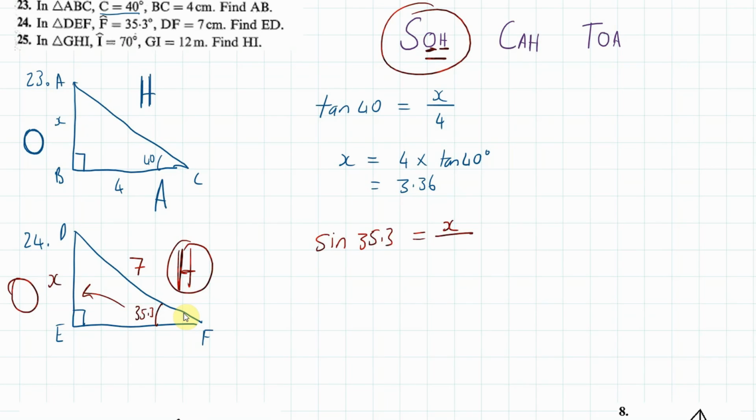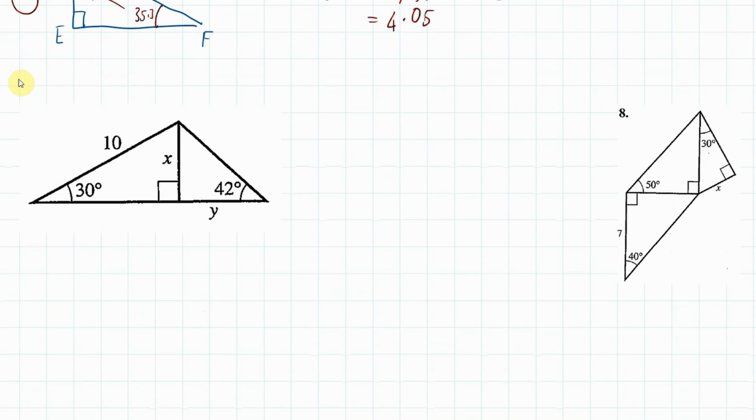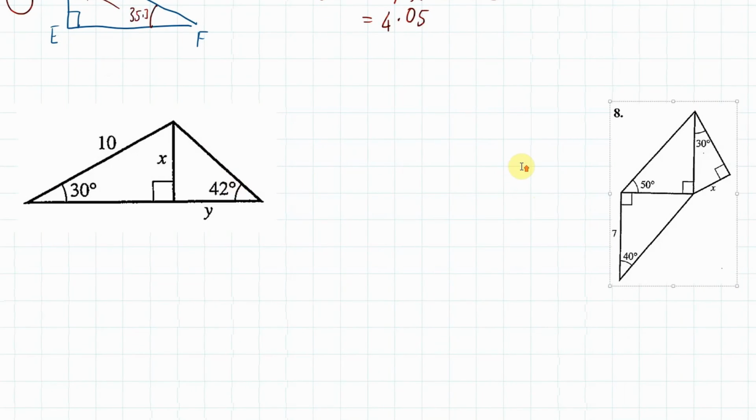It's the X. What's H? Oh, that's this bit here. That's my 7. So I pop it over 7. So then I can say that X is equal to, I times both sides by 7. So it should be 7 sine 35.3. So what does that give me? 7 times sine 35.3 equals, I'm getting 4.04, or 4.05.